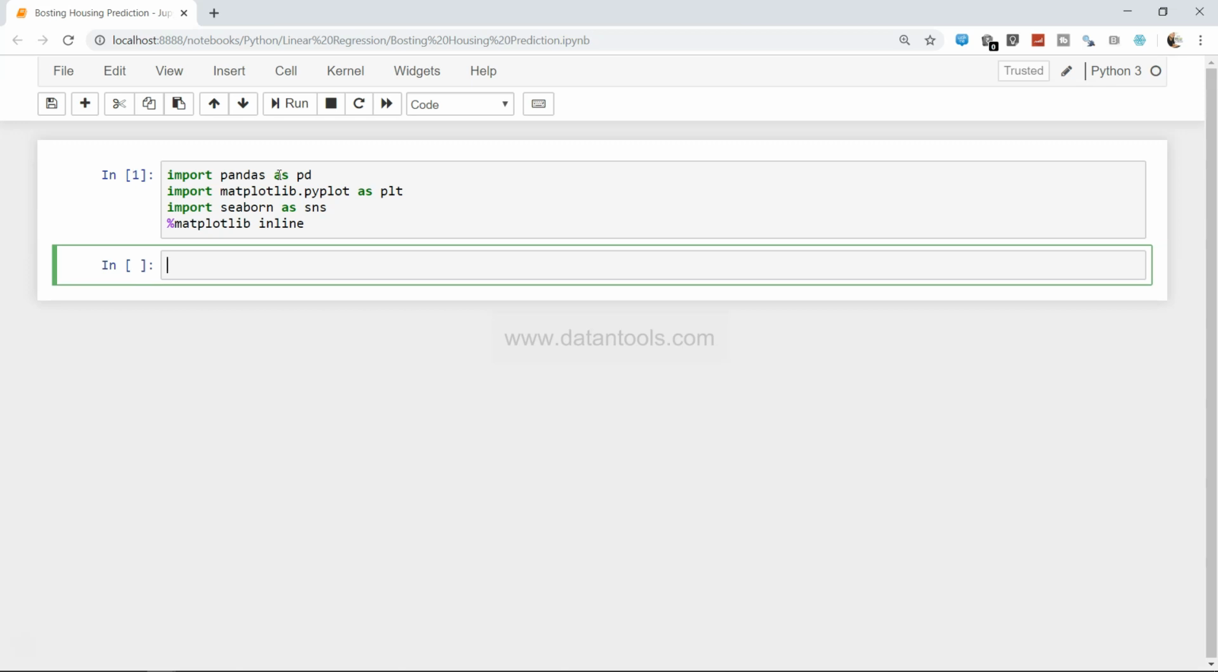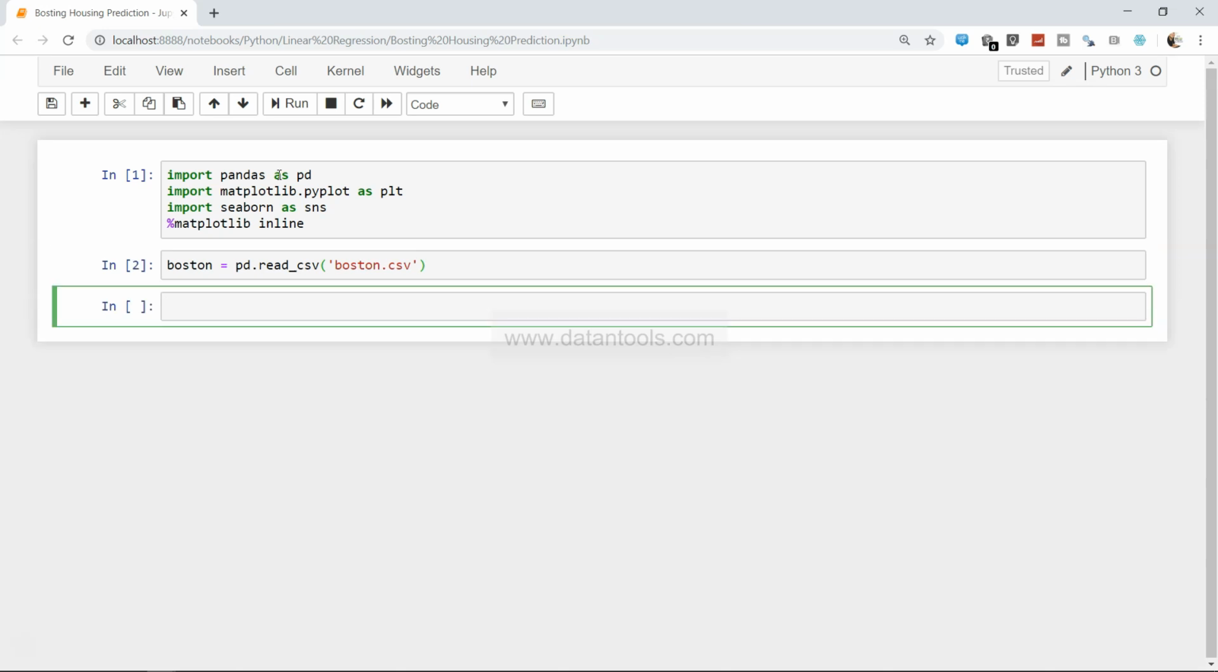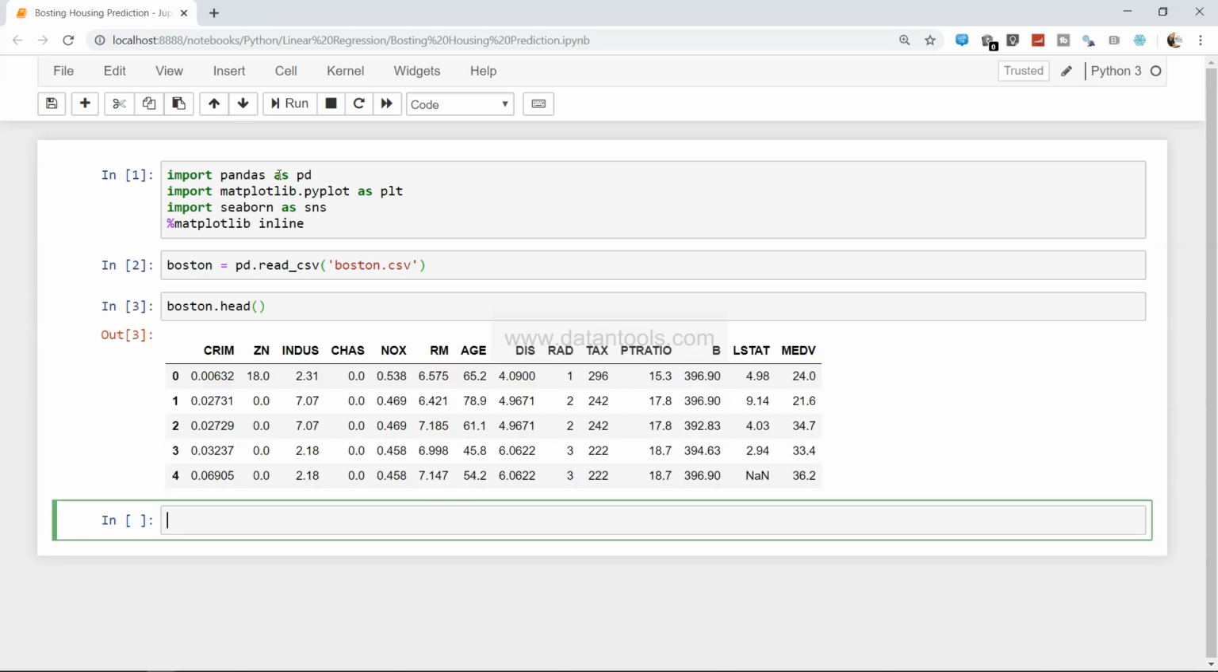Okay, next thing is loading the data set. What I have is basically a CSV data set. So I can simply say boston = pd.read_csv, and it is "boston.csv" surrounded by quotes. If I execute it, it executes fine. And if I just want to see the data, that's where my data set is. It basically shows the different columns like CRIM, ZN, and so on and so forth.